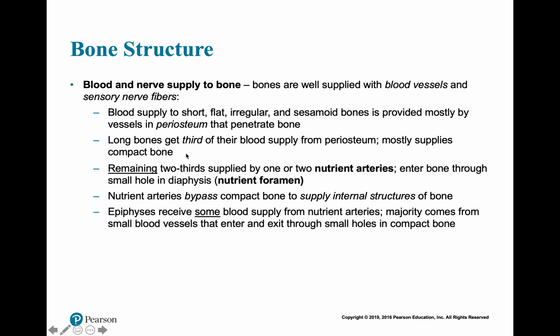Long bones get a third of their blood supply from the periosteum, which mostly supplies the compact bone around the periphery. Those blood vessels from the periosteum will enter through those foramen I just mentioned, which you can call nutrient foramen, and actually enter into the compact bone itself.